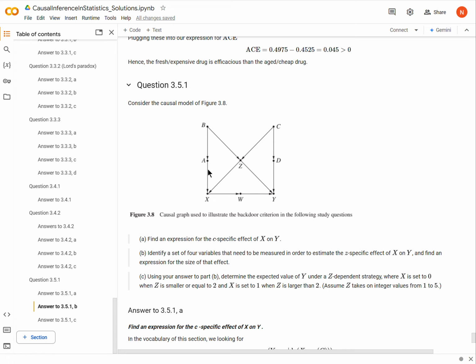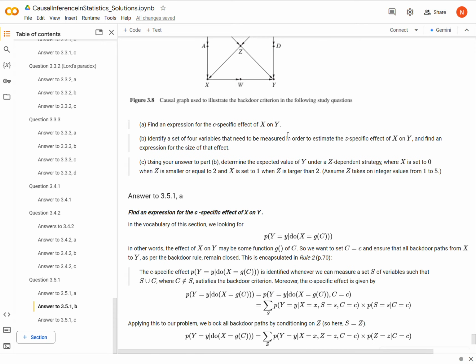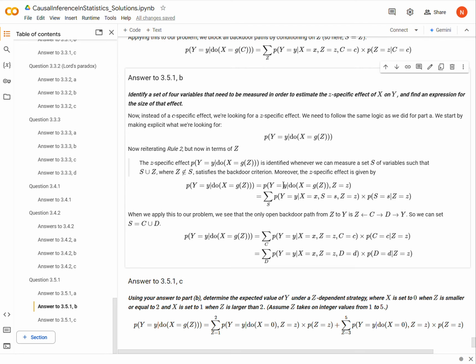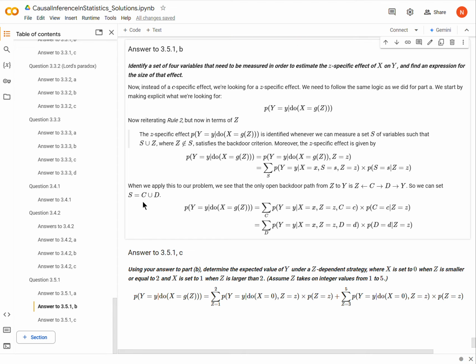But again, by conditioning on z, we open up the collider from b to z to c, and down to y. So we need to additionally condition on something over here, either c or d, to block that path. So now our set of variables s is either c or d. It can be either one or both. It doesn't matter. But we have to block those backdoor paths that we open by conditioning on z.